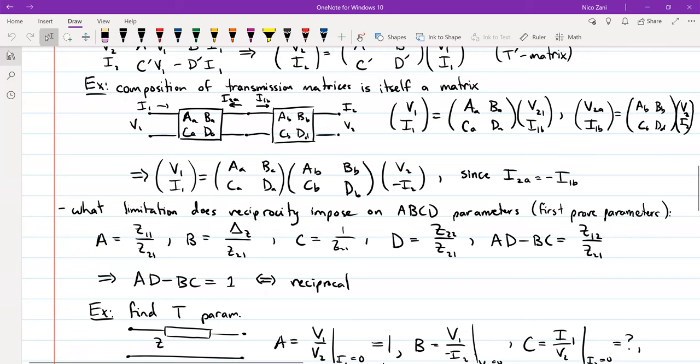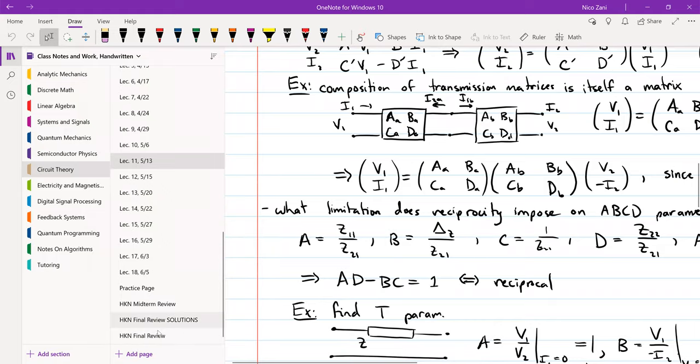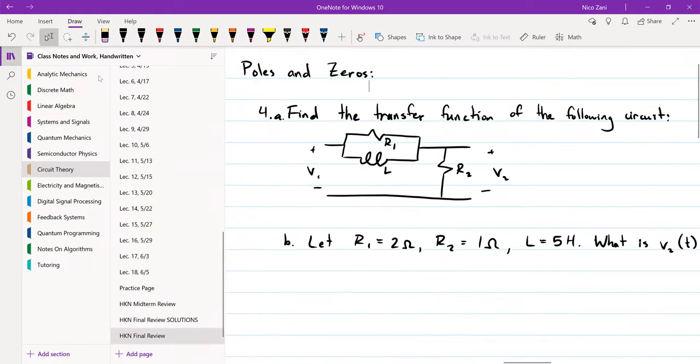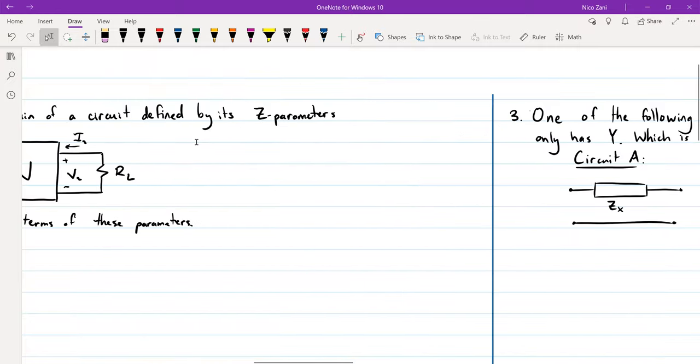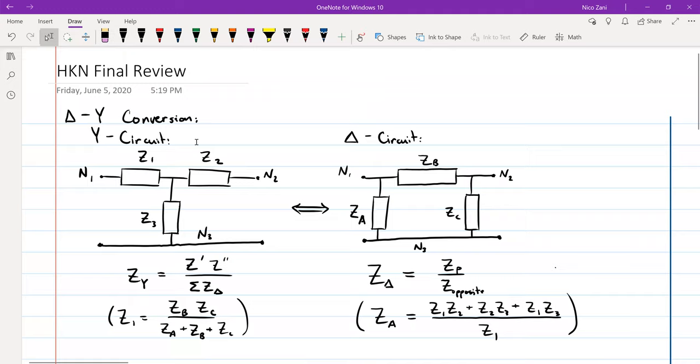Here we go. Okay. You all see these are my notes from when I took the class. And here are my notes for the review session. So let's go ahead and get started with something very important, which is delta to Y conversion.